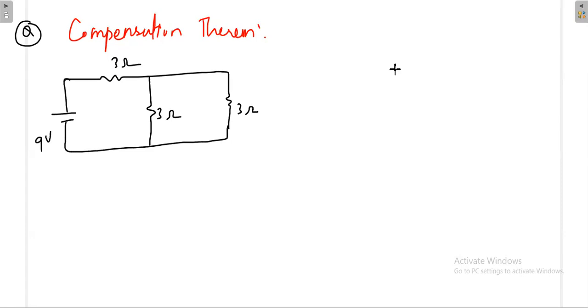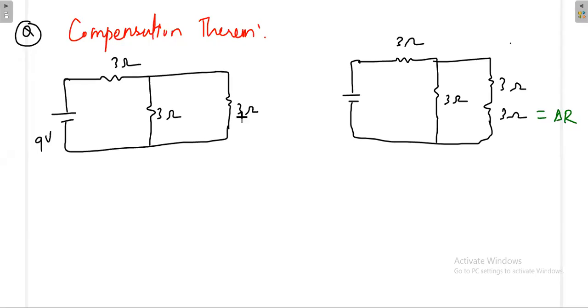Now I take another circuit. Here it is 3 ohm, here 3 ohm, 3 ohm. It can be anything as per the compensation theorem. Now you find the current because 9 volt is there. 3 parallel with 3 is 1.5, plus 3 is 4.5. That means 2 ampere current will be coming here. Then that will be split as 1 ampere and 1 ampere here.